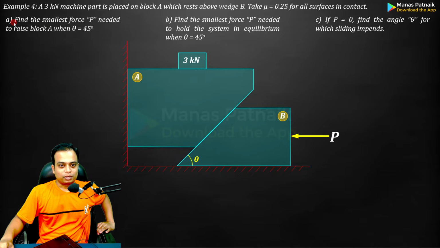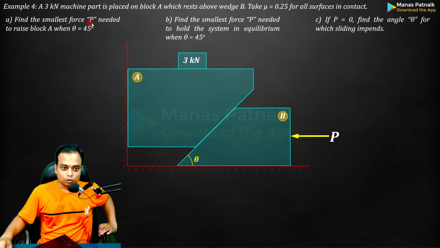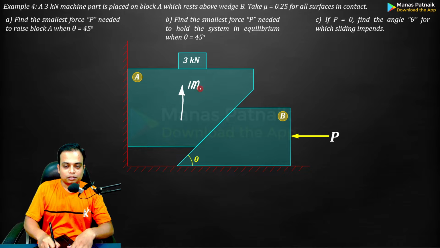First of all, take a look at this once again. Always, in any subject, read the question multiple times unless you are absolutely satisfied that you can go ahead and crack it. Find the smallest force P needed to raise the block A when theta is equal to 45. When I say raise the block, the impending motion will be in this direction. If this goes upwards, block B's impending motion is to the left.